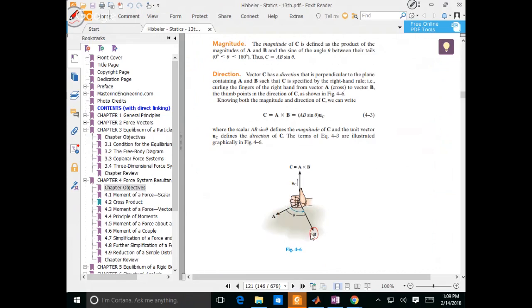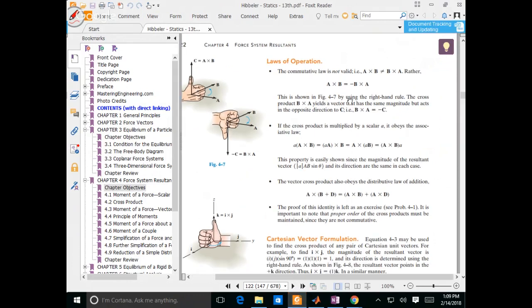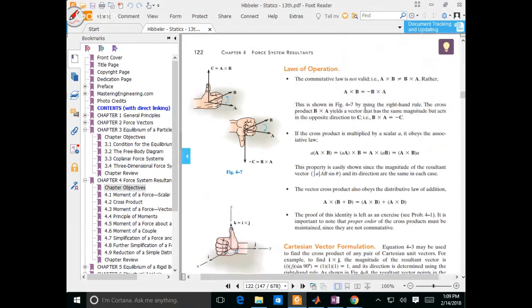But it turns out that the magnitude ends up being the torque. Now, he goes through some of the laws of operations here. One is that they're opposite to each other. If you take A, rotate it into B, you get your thumb going one way. If you take B, rotating it into A, it goes the other direction.